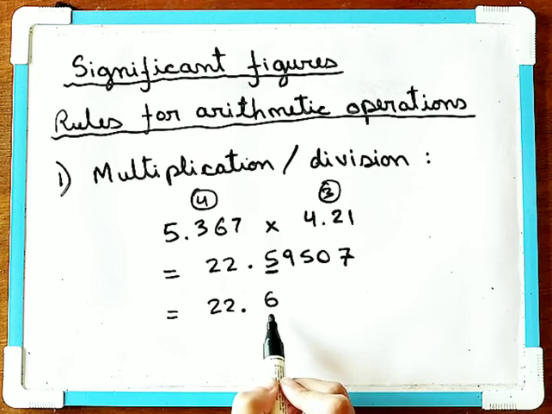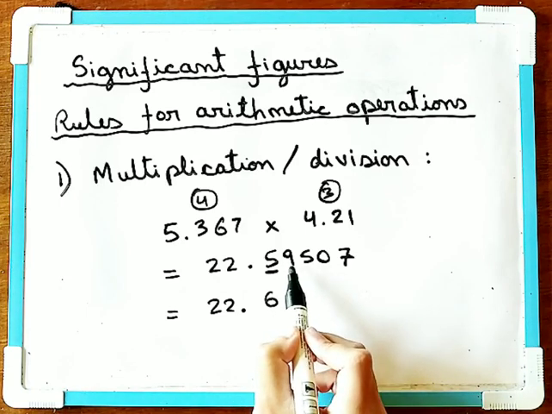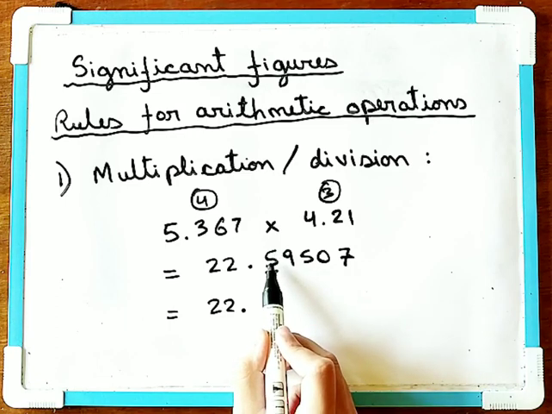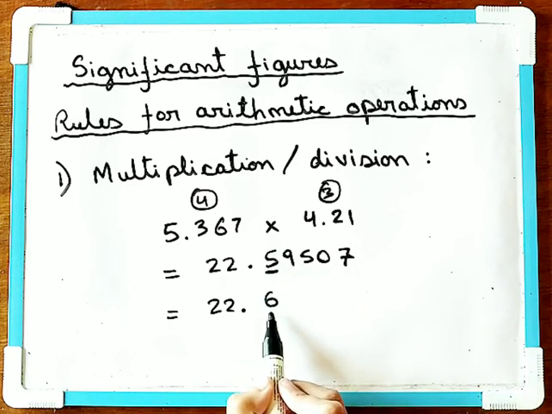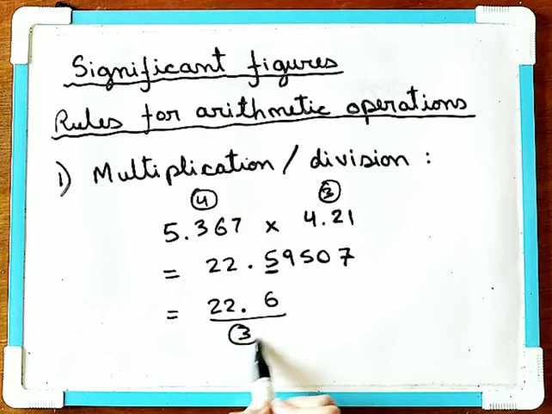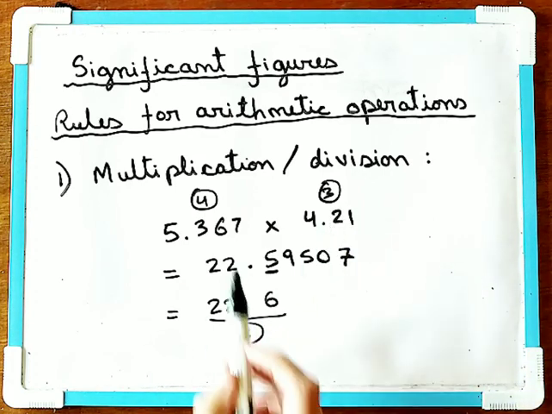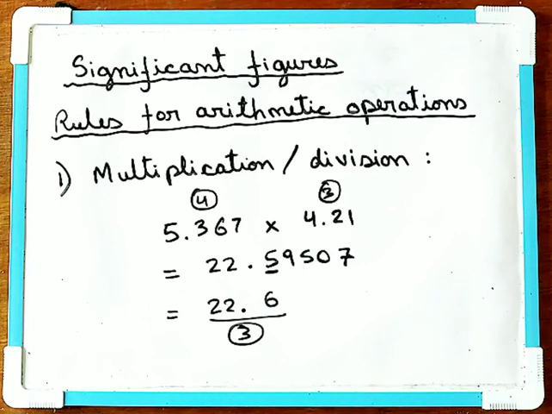So the correct way of expressing this is 22.6. How do we get the 6? Because the next digit is greater than 5, you add one here. So 5 plus 1 will be 6. So here we have 3 significant figures, which is equal to the least number of significant figures among these numbers. So that is the rule in multiplication.